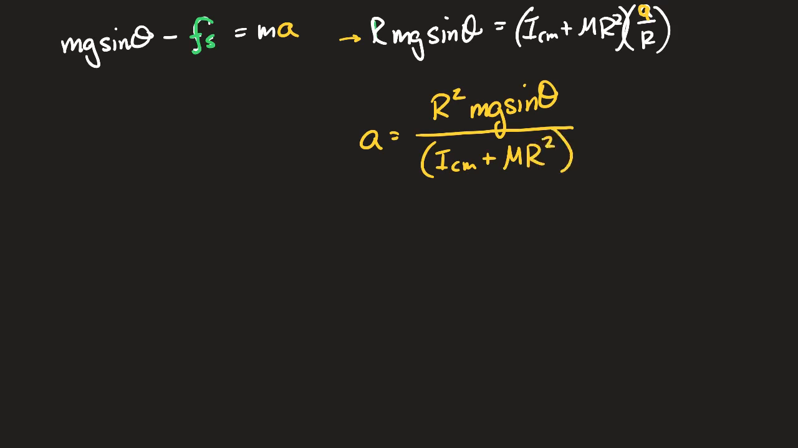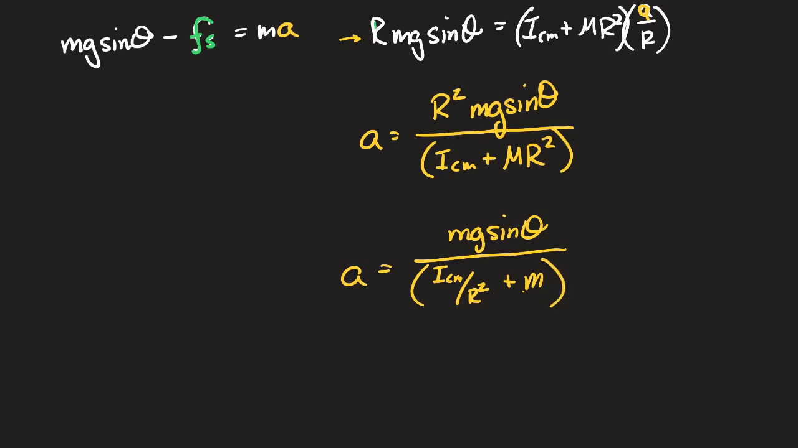Now, that doesn't look particularly interesting on its own. I've just done the math for you. But I'm going to regroup it a little bit. First, I'm going to divide the top and bottom by 1 over r squared. That's going to make the top mg sine theta, and the bottom will be I center of mass divided by r squared, plus m. Now I'm going to group it a little different. I'm going to pull away everything that deals with inertia.